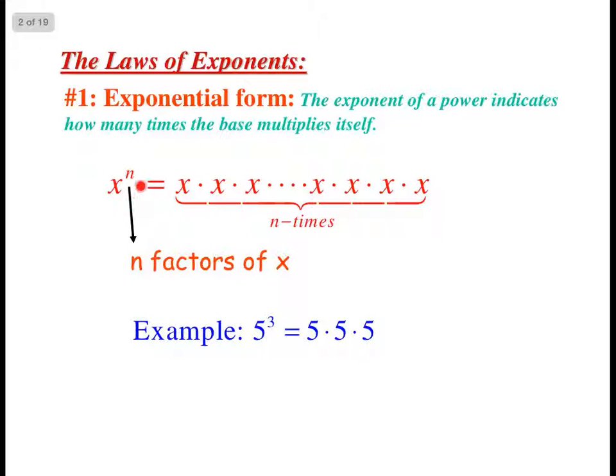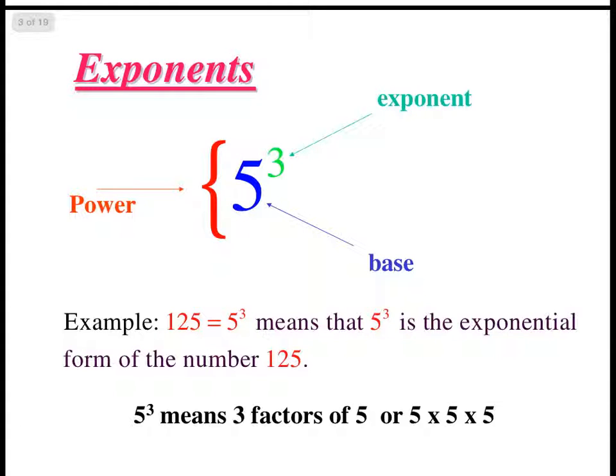So here we have x to the nth power, and it just means that x is being multiplied by itself n times. An example would be 5 to the third is equal to 5 times 5 times 5. Pretty simple stuff. Then just to review some of the words that you need to know, a power is the entire expression, 5 to the third. So the base would be the 5 and the exponent would be the 3. So 5 to the third is the same thing as 125 because it's 5 times 5 times 5, 3 factors of 5.